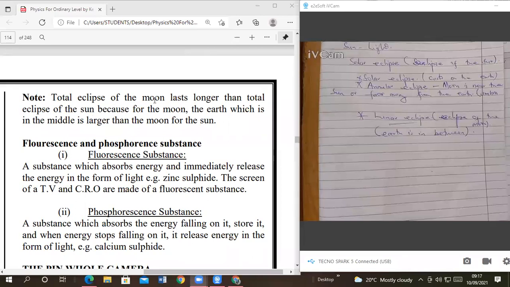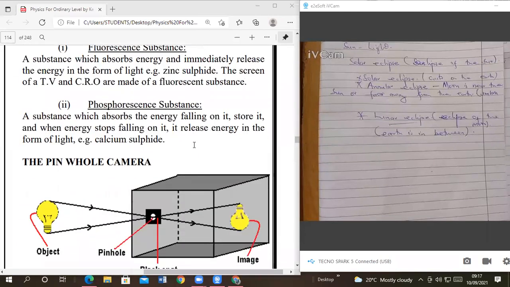We said a total eclipse of the moon lasts longer than a total eclipse of the sun, because for the moon, the earth, which is in the middle, is bigger than the moon. So the earth will block the moon completely. That's why we say the eclipse of the moon, or the lunar eclipse, lasts longer compared to the eclipse of the sun. That is it. Just a quick reminder.